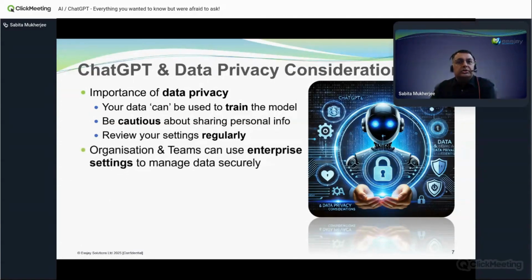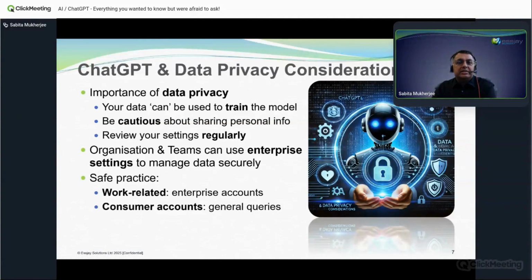There are closed versions of ChatGPT which don't use your data to train the model. Organizations and teams can also use enterprise settings to manage data securely. In terms of safe practice, use enterprise accounts for work-related data, consumer accounts for general queries. Always treat ChatGPT as public unless you're using an enterprise account.